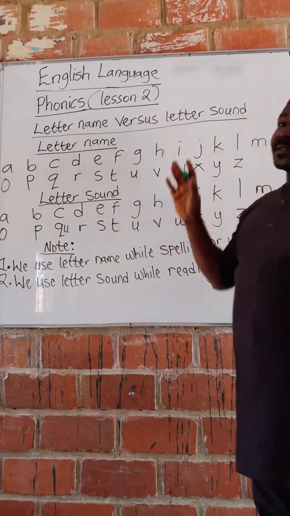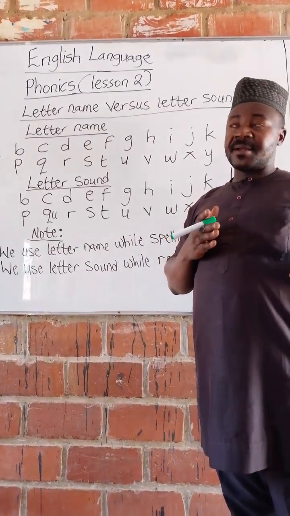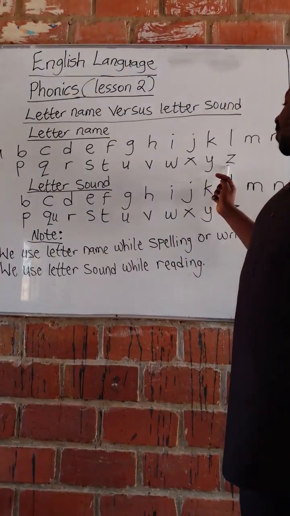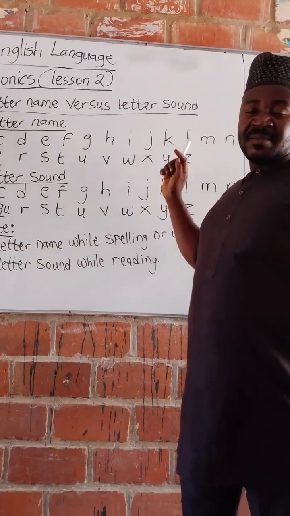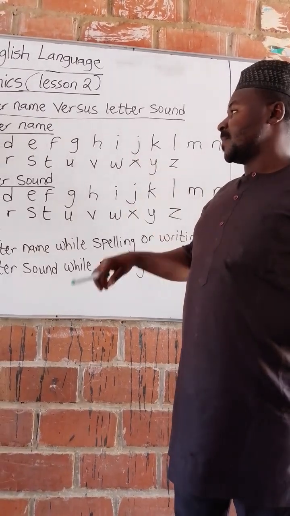According to the rule of phonics, for this letter name, we have British and American. In American English, they call this letter Z, but in British, they call it Z. So care has to be taken.